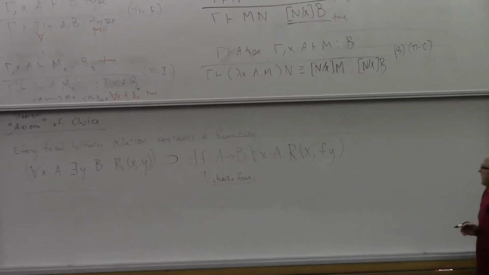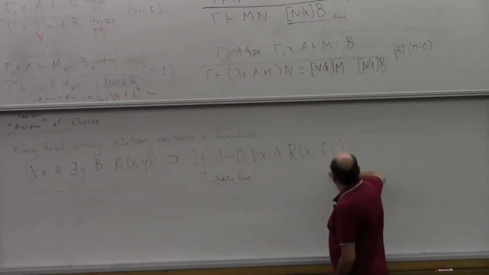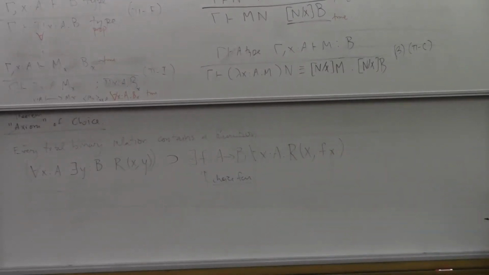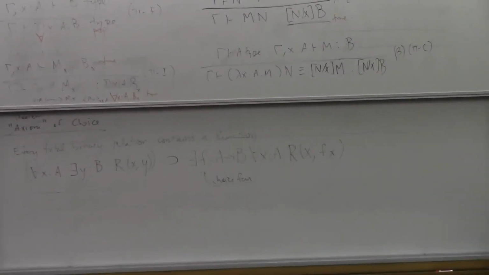Say again? Did I make a mistake again? F of x, yeah. I'm really terrible with that. Okay, sorry. So that's the way. The statement is sensible, I hope.